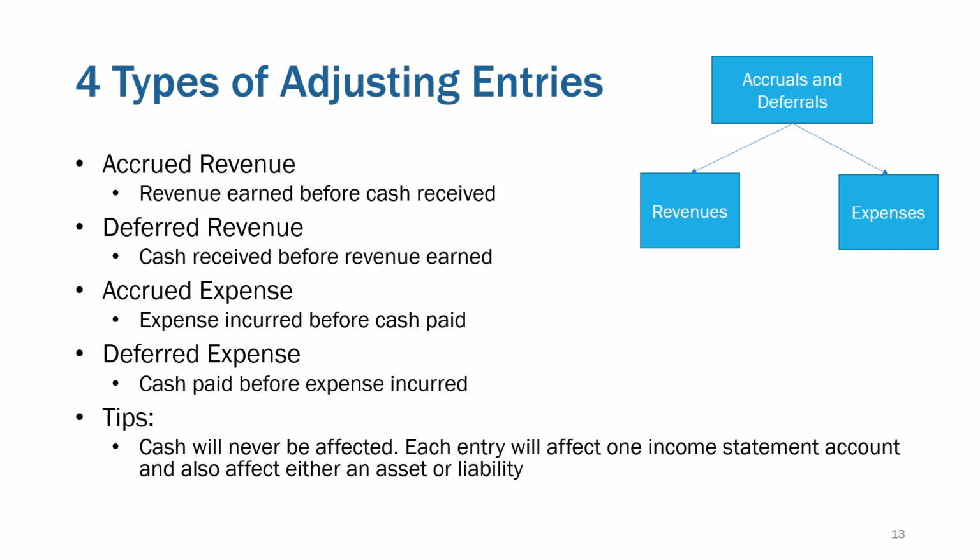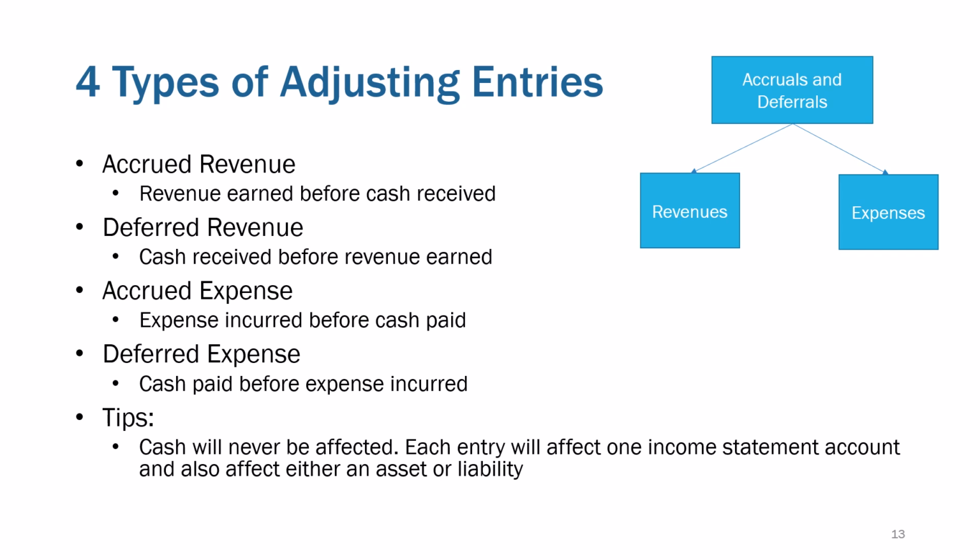Okay, cash is never going to be affected. Each entry has to affect one income statement account and either an asset or liability. Usually I see adjusting entries are just two, one debit and one credit. I suppose you could have more. But if you just think of the simplicity, one debit, one credit, one has to be a revenue or expense. The other has to be an asset or liability.